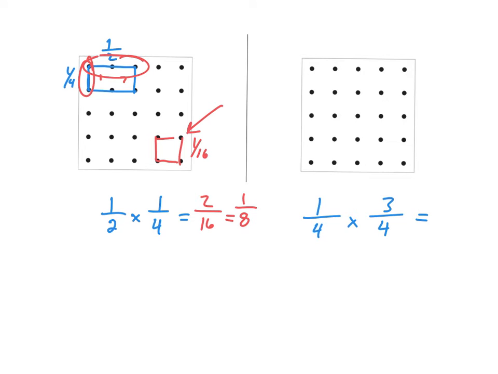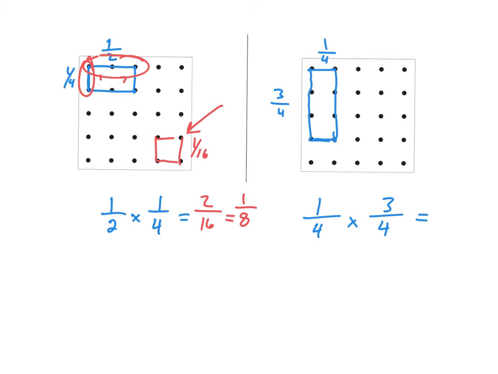All right. Let's take a look at this one on the right here. I've got 1/4. And this time on the other direction, I have 3/4. So 1, 2, and 3. There's my 3/4.